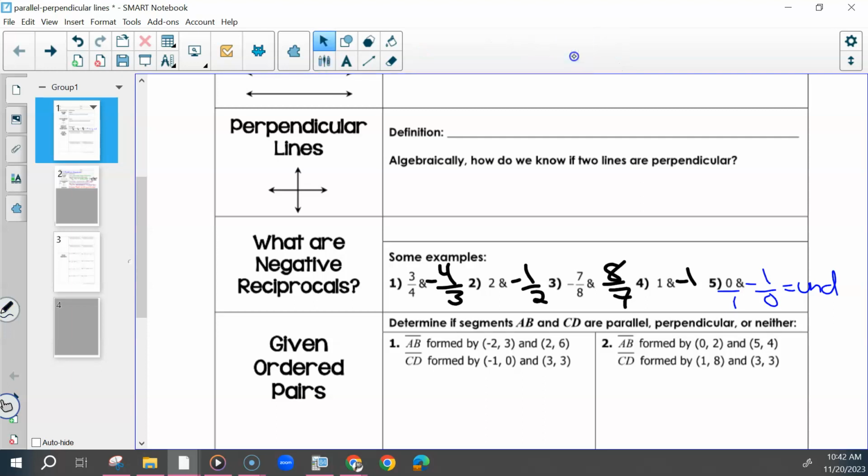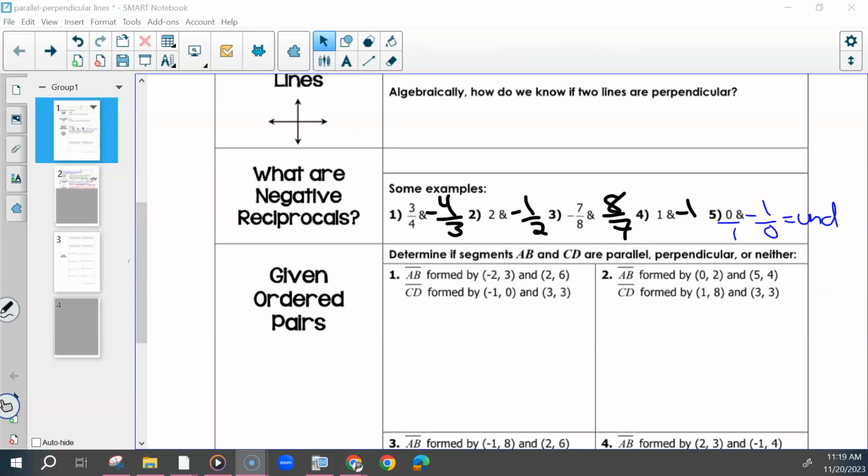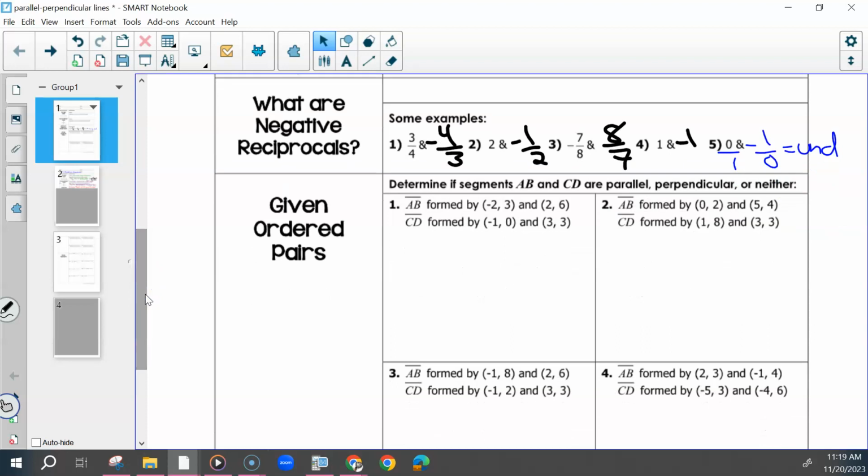Okay, so make sure you have those, and then you can write that last one. 0 and undefined will always be negative reciprocals, even if they don't look like it. So you have to remember that they are and will always be perpendicular. There are a couple different ways you have to be able to determine if something is parallel, perpendicular, or neither. One is if you're given points, and then we find the slope. So let's do that for some of these.